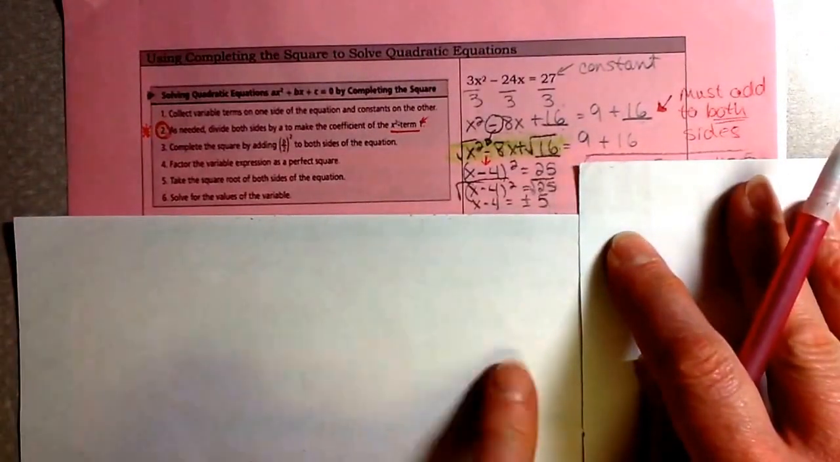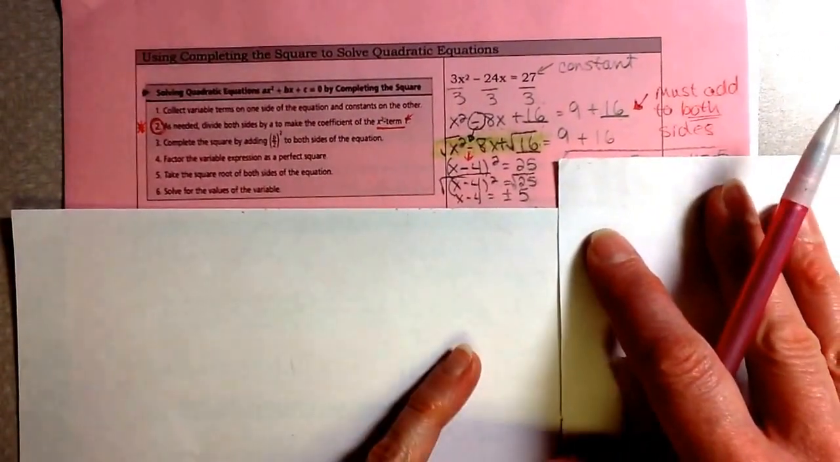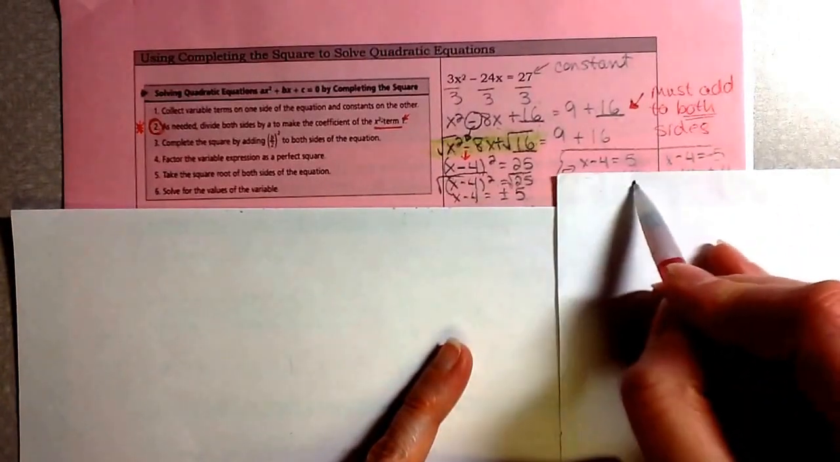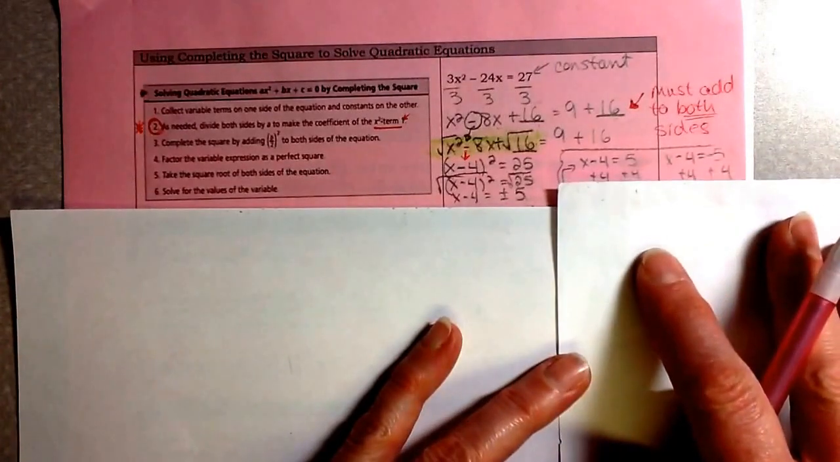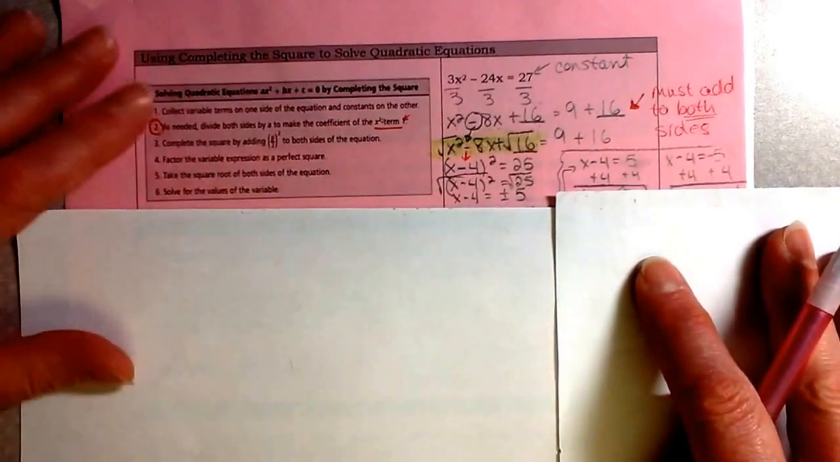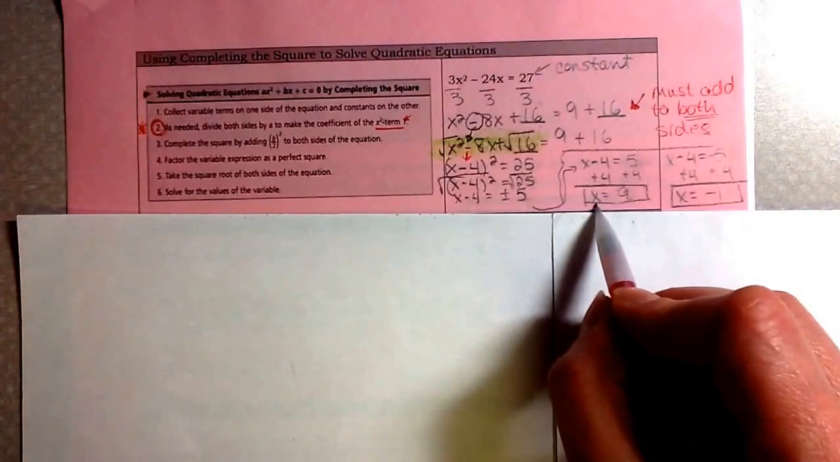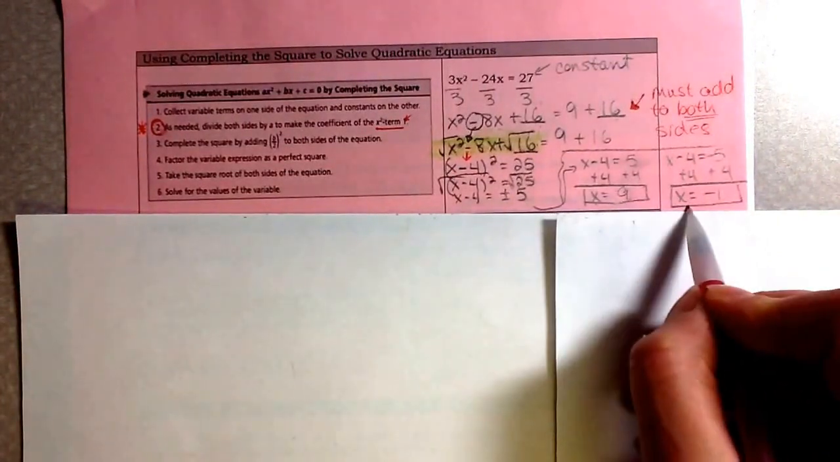Now, you're not going to leave it like that. You're going to break that up into 2 problems. x minus 4 equals 5 and x minus 4 equals negative 5. And then just solve each individual one by adding 4 to each side. And you have x equals 9 and x equals negative 1.